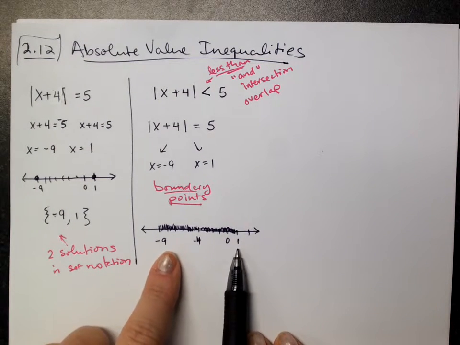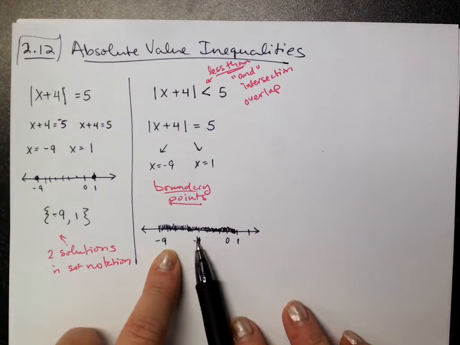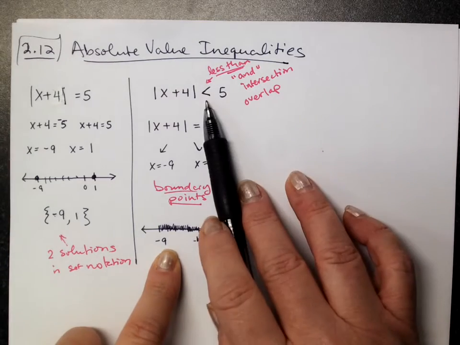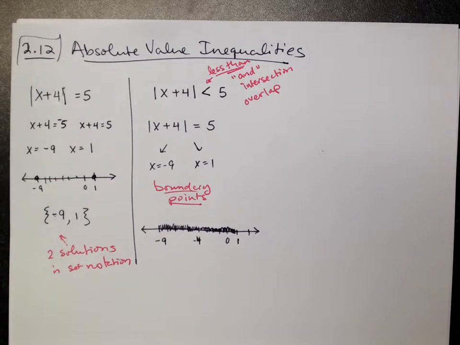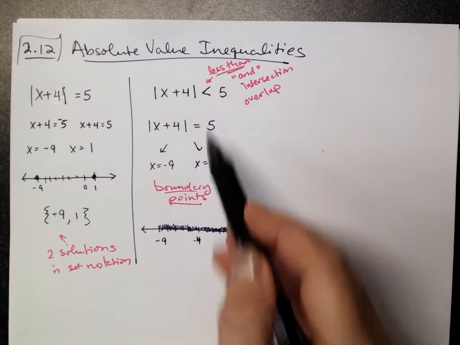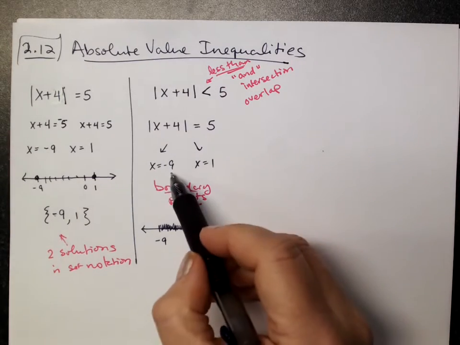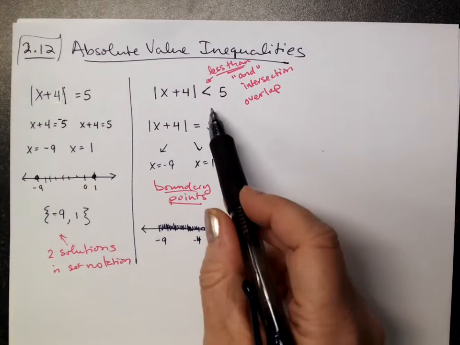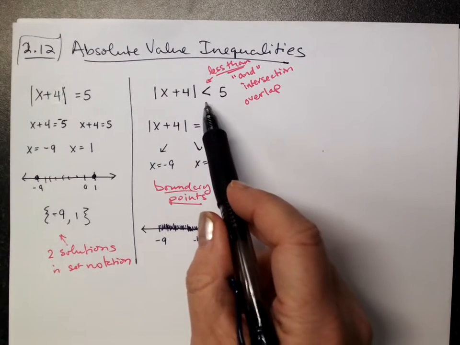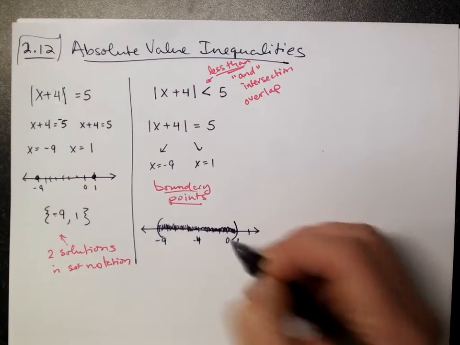So all of these things in between our boundary points are less than 5 units away from the anchor point. Less than or equal to pushes in towards that anchor point. It converges in. It's the chunk of the number line. And all of our solutions are less than 5 units, so they move inward towards the anchor point. Now, are boundary points included or not included in this example? Not included. So we'll make sure we use parentheses at our boundary points.